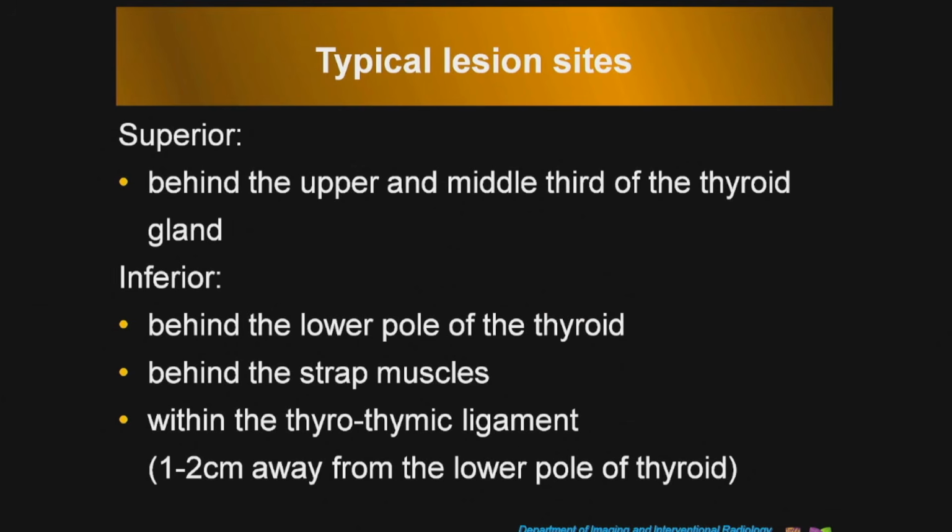And these are the typical lesion sites. Superior is behind the upper and middle third of the thyroid gland, which is a fixed location, and the inferior can be anywhere behind the strap muscles or within the thyrothymic ligament going all the way down into the mediastinum.